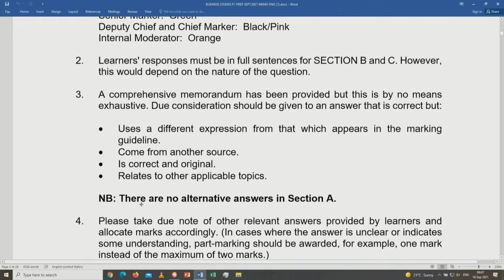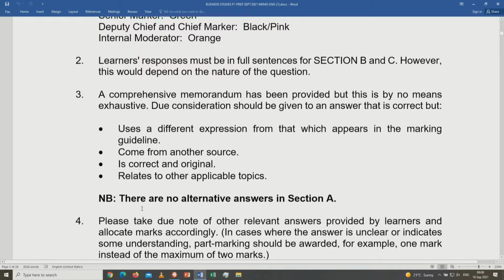And then it is important to note that learners' responses must be in full sentences for section B and C. However, this will depend on the nature of the question. We encourage that learners should, by all means, present their responses in full sentences so that they don't end up losing marks unnecessarily, because you know by now in business studies, when it comes to split marking, we look at where the facts are, and if learners' responses are not in full sentences, instead of being awarded 2 marks, they end up getting 1 mark instead of 2 marks. So responses in full sentences, especially in section B and C, are highly encouraged and very, very important, but it depends on the nature of the question.